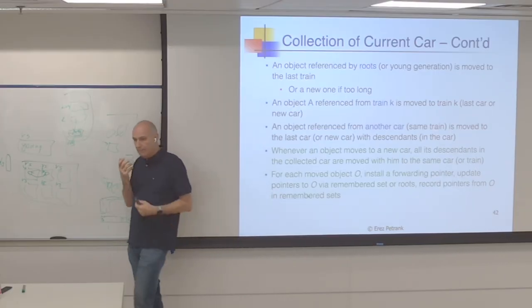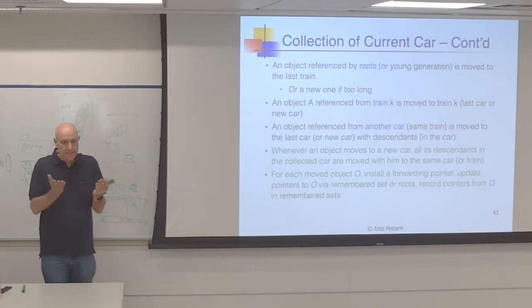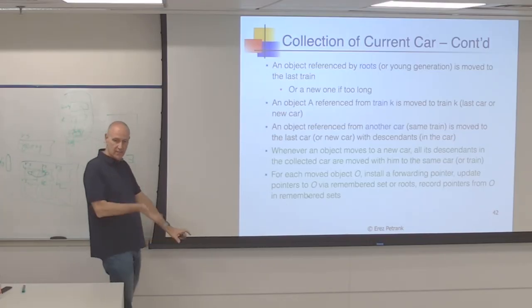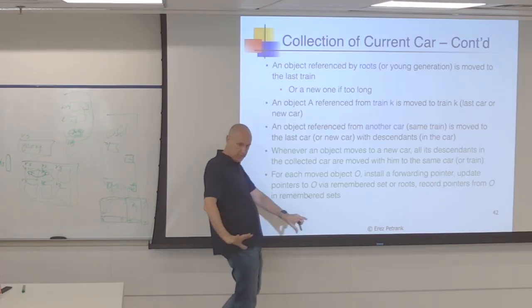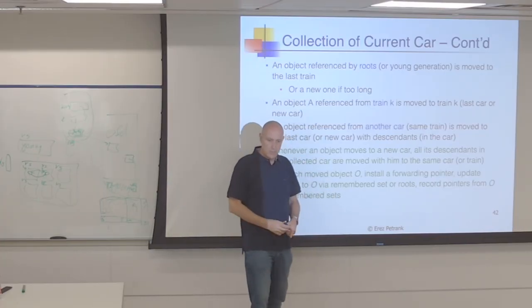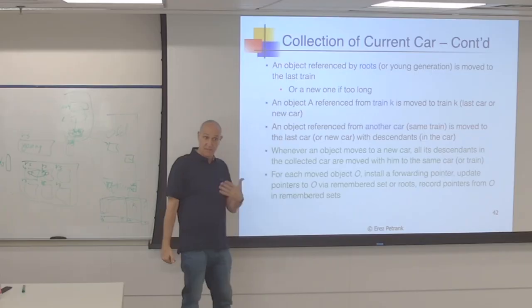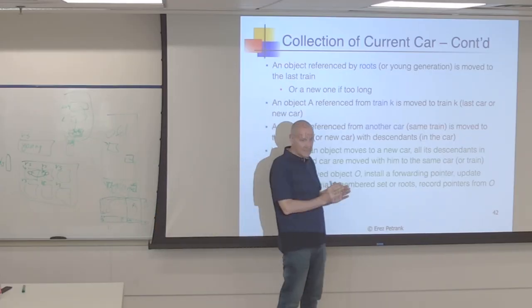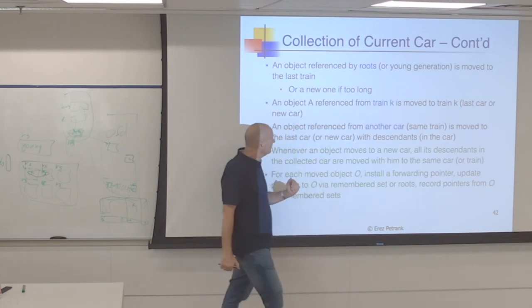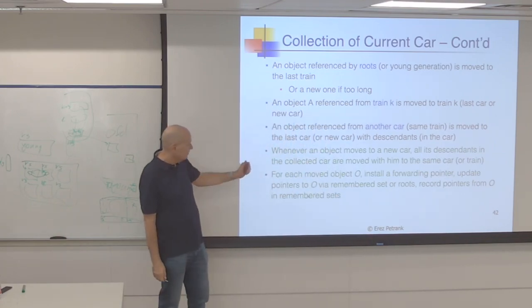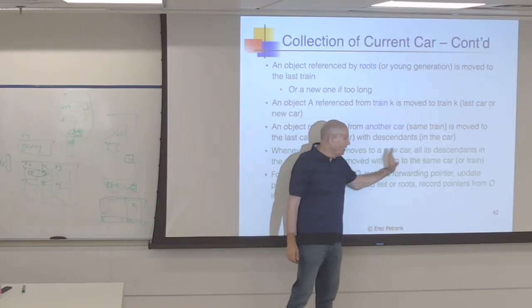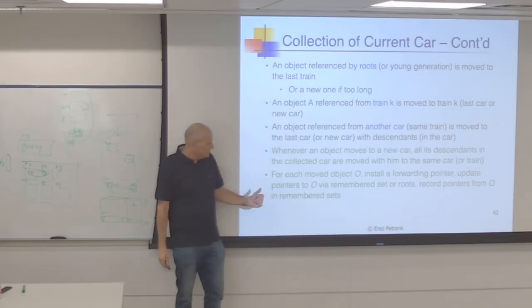Maybe it's part of a cycle that's inside the lower train. I don't want to move it out. I want to keep it so that I will eventually move everything else out, and this one will be reclaimed with the entire train. So it's better for me if I keep stuff that's not pointed to from outside in the lower train. Okay, so whenever an object moves to a new car, all its descendants in the collected car are moved with it.